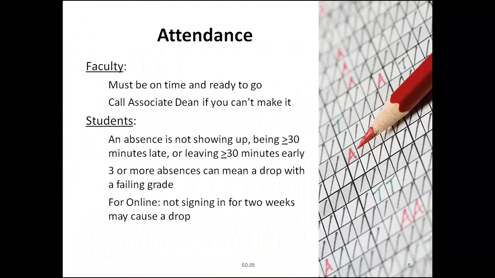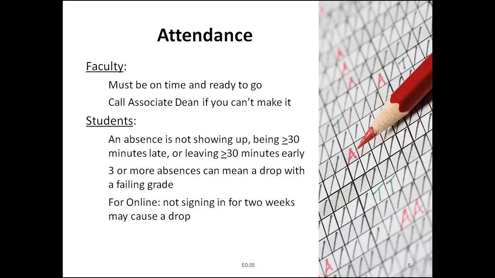Attendance requirements for faculty are fairly straightforward. You have to be there, not only on time, but really early enough so that at the moment the class starts, you're ready to teach. That means you may have to be in the classroom a half hour or so early to prepare. Please be courteous enough to call your associate dean if you are not able to make a class for whatever reason. One thing you should do is ensure you have your associate dean's cell phone number, just in case.